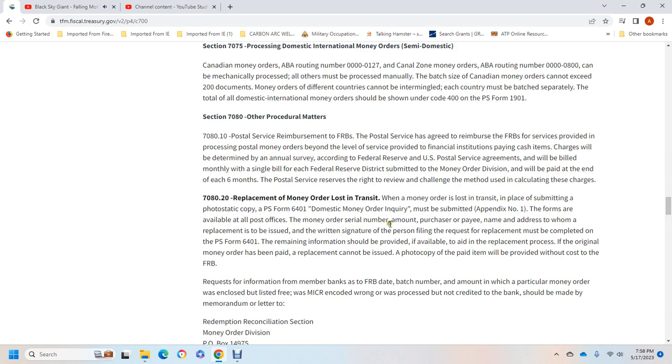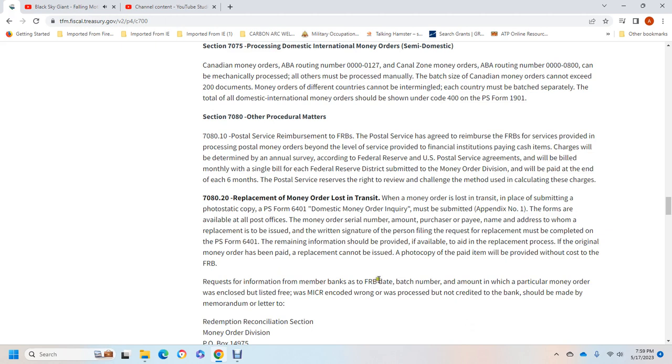Replacement is to be issued with the signature of the person filing the request for the replacement. This must be completed on Form 6401. Remaining information is to be provided as available to aid with the replacement. If the original money order has been paid, a replacement cannot be issued. A photocopy of the paid item will be provided without cost by the Federal Reserve Bank.